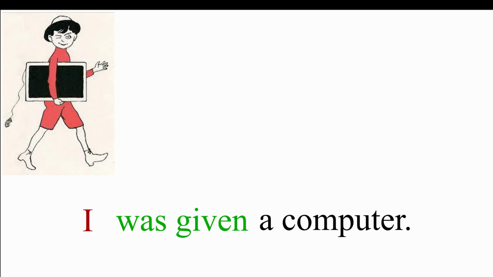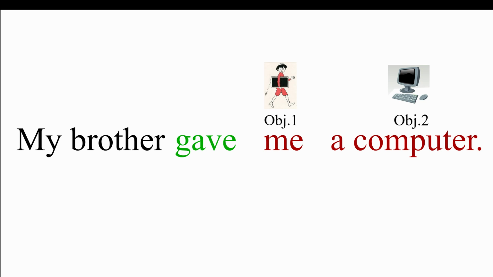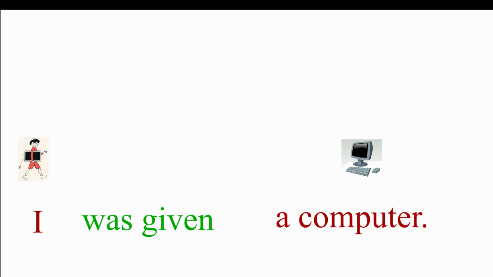So let's get back to the structure. Some verbs can have two objects. My brother gave me a computer. Me is an object and computer is an object. Each object may become the subject of the sentence if you want to attach more importance to it. Let's make each of them the subject of the sentence. So, me goes to the initial position in the sentence and becomes I. I was given the computer.